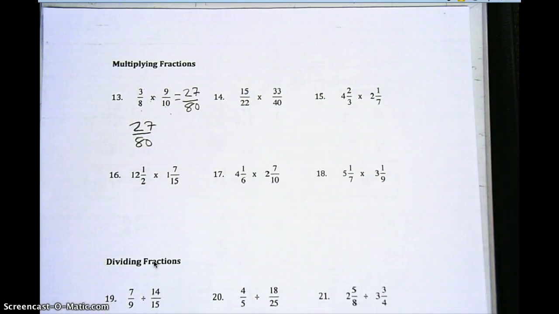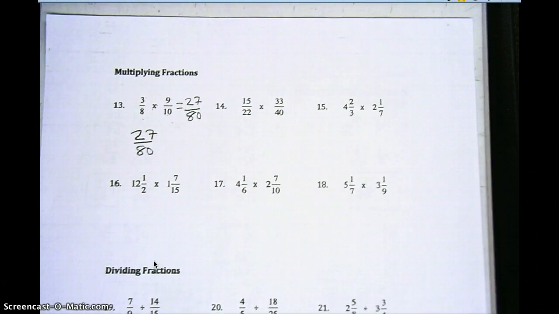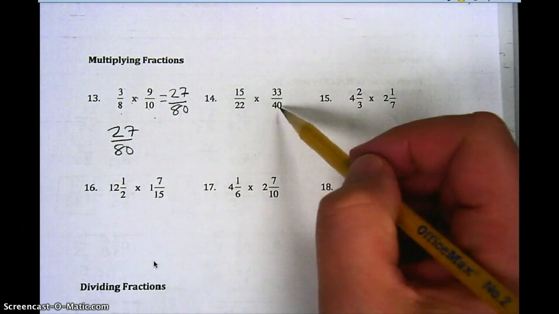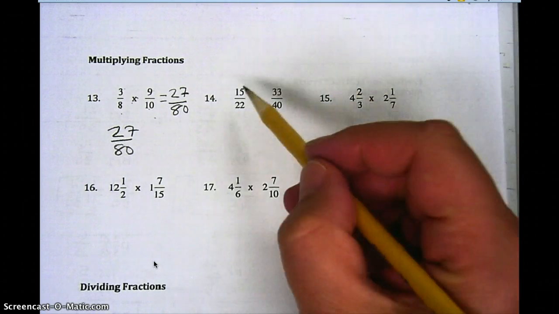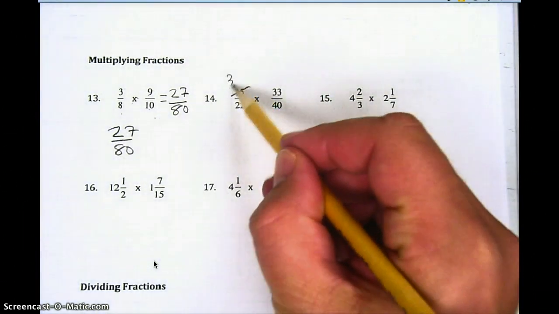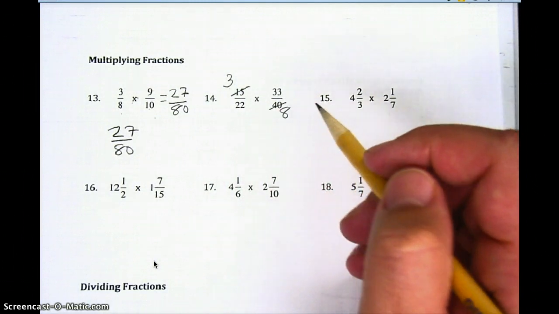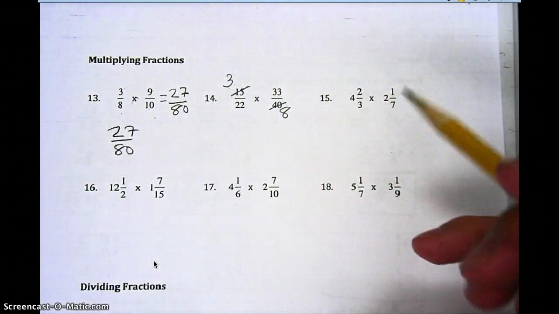The next one is an example where I can reduce the fractions before I actually multiply them. If I look at the numerator, I have a 15, and in the denominator I have a 40. This 15 and that 40 have a common factor of 5. So I can divide both 15 and 40 by 5. 15 divided by 5 is 3. 40 divided by 5 is 8. So I reduced it so I don't have such big numbers to multiply.